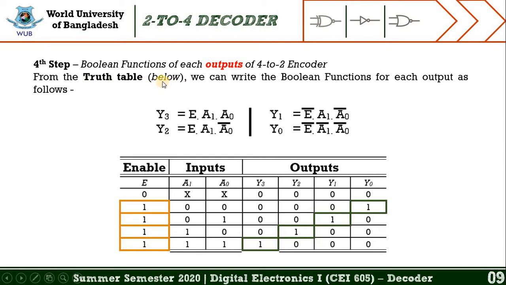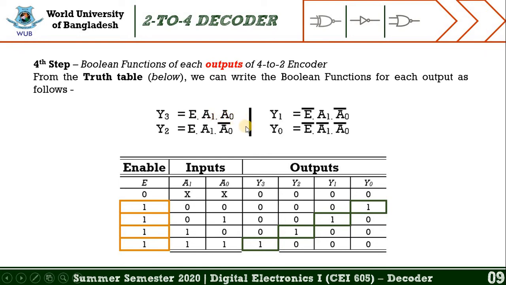In this slide, I have attached the truth table for your understanding of how to write this Boolean equation. I hope there is no problem for your understanding. We can write the Boolean function for each output as follows. Y3 is equal to, since when Y3 is active, or you can say high, the inputs A0, A1, the general inputs, and enable, the special input, are also 1, and that's why we can write E and A1 and A0.